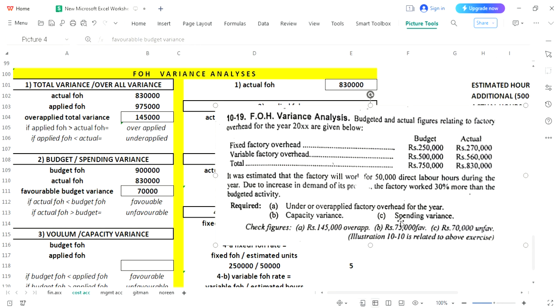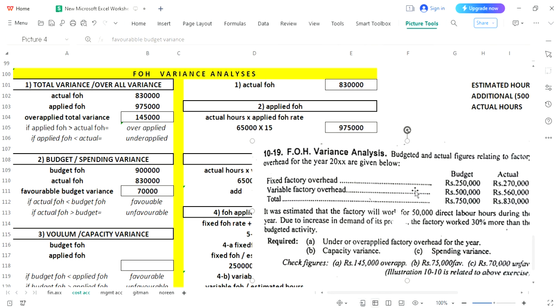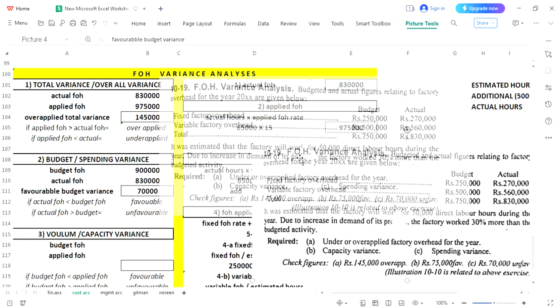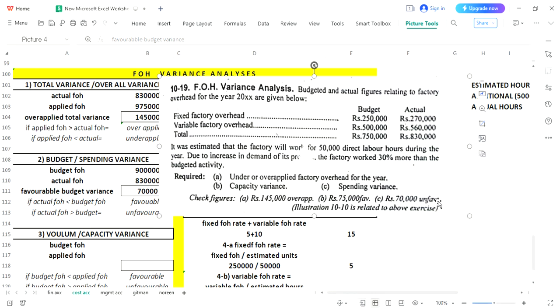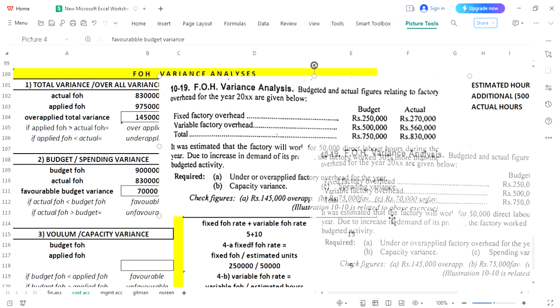Third requirement was budget variance. So third requirement 70,000. Here is your 70,000, and we have written actual was less. No, it's wrong over here. 70,000 is favorable. Let me see if actual FOH was 830,000. Yes. So misprinted and wrong decision. It is not unfavorable. It is favorable because your actual is less than your budget. So you can erase it or correct it.